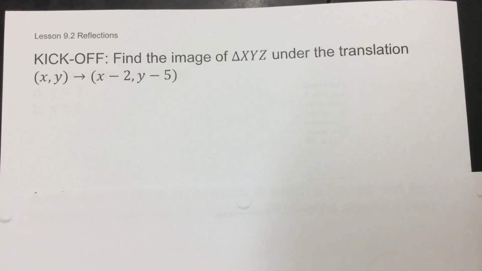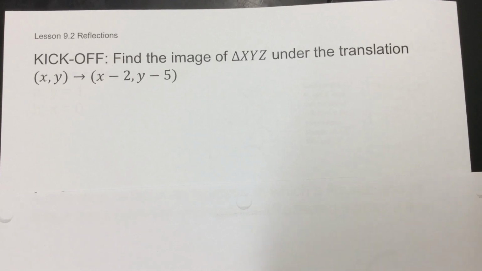All right, lesson 9.2. So, continuing on with transformations. Before we do that, though, we're going to do the kickoffs from last time. Find the image of triangle XYZ under the translation of (x, y) maps to (x minus 2, y minus 5). Now, looking at this, you're going like, what image XYZ? I don't have a triangle. That is my bad. I deleted this off. But we're going to make the most of it.